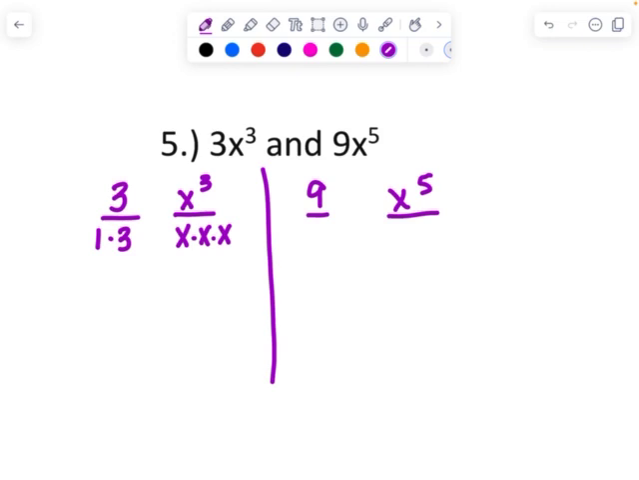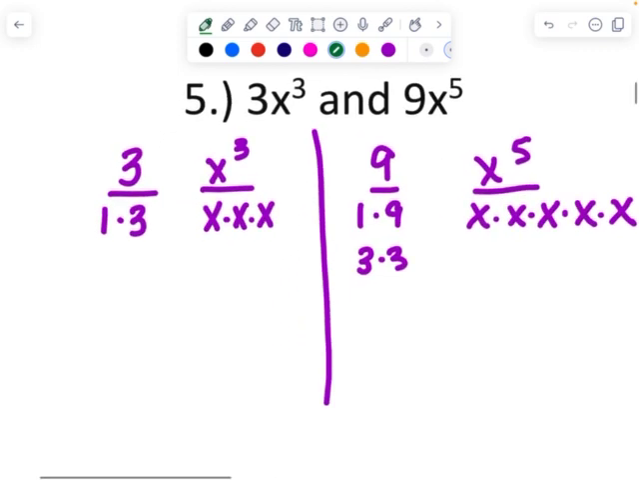Now 9. 1 times 9, and then 3 times 3. X to the 5th, the only way I can get x to the 5th is if I multiply x times x times x times x times x, 5 times. All right. Now what I need to do is analyze and find the GCF of 3 and 9. So my greatest common factor is going to be 3.